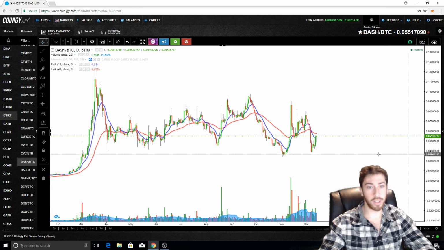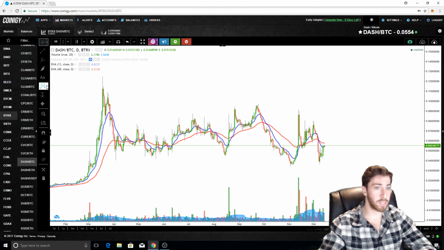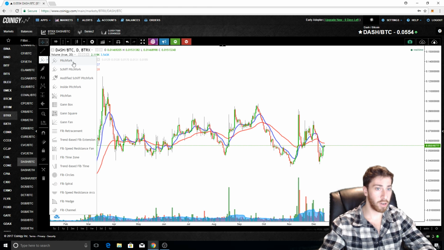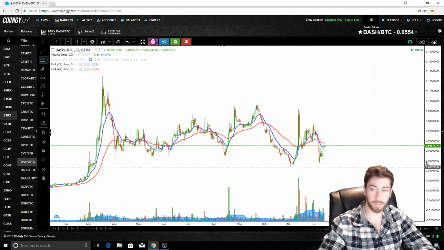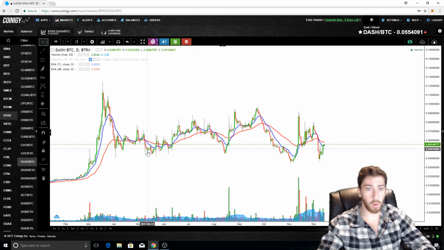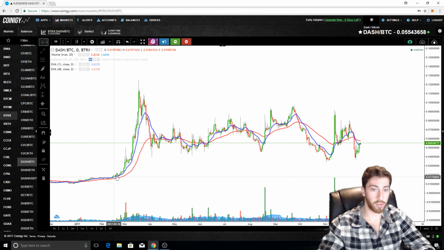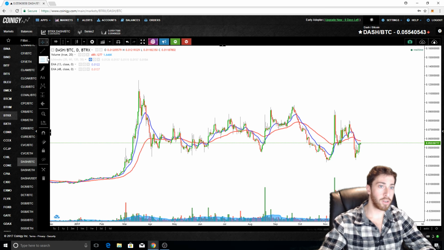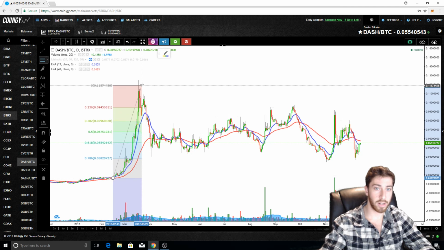the first thing I'm going to do is pull out the fib retracement levels. And to do that in Coinigy, you go to this fork right here, you hit fib retracement, and what you're going to want to do with the fib retracement is go from the absolute start of the breakout to the top. So I'm going to grab the fork, fib retracement. We'll say it starts about here and go to the top.